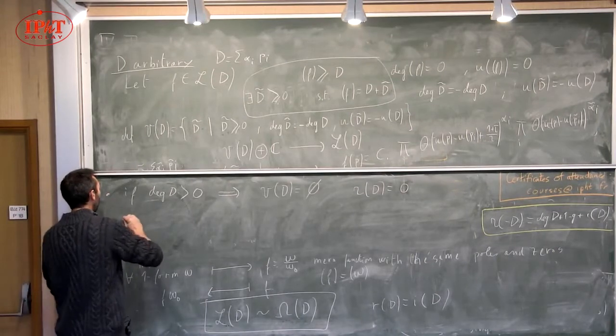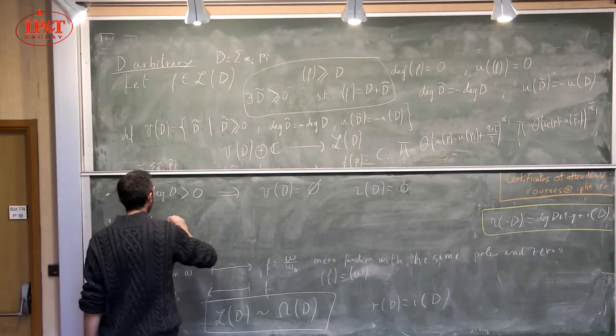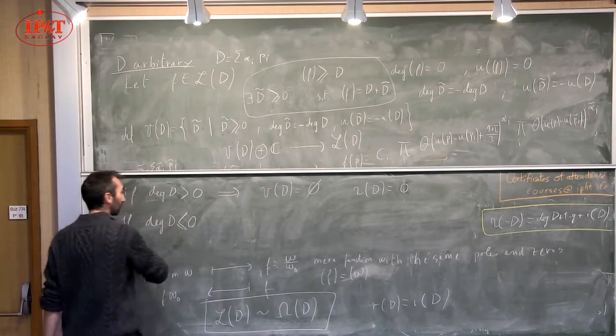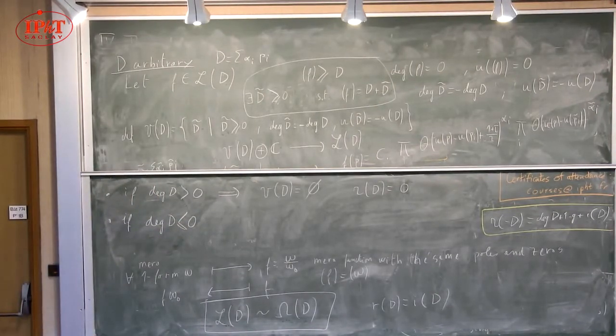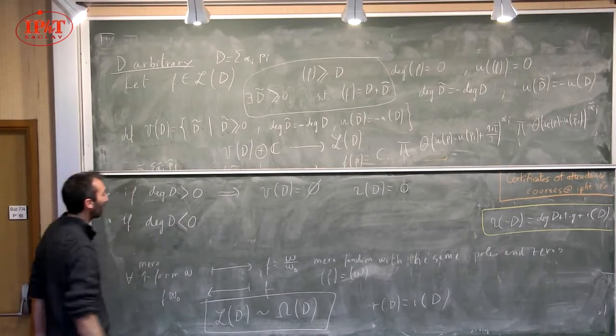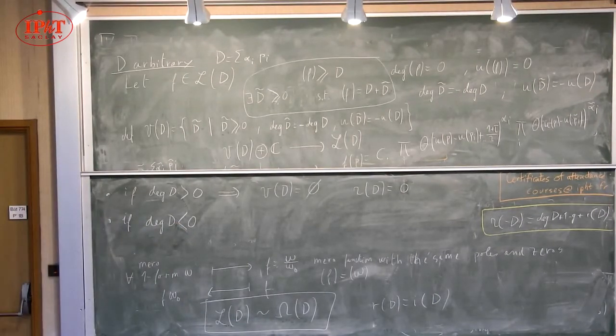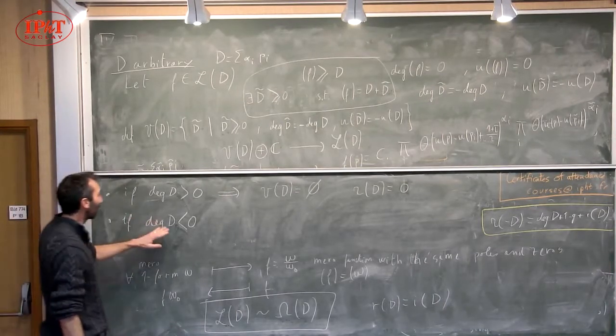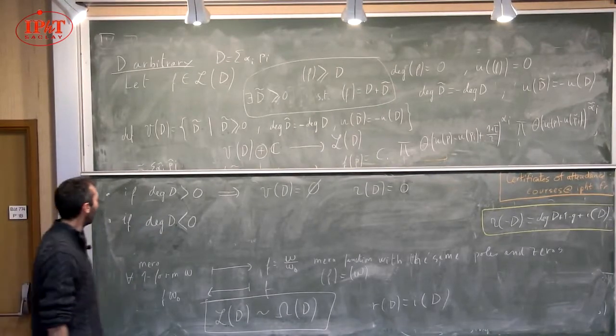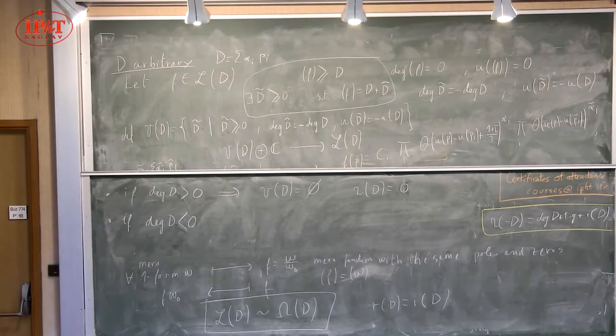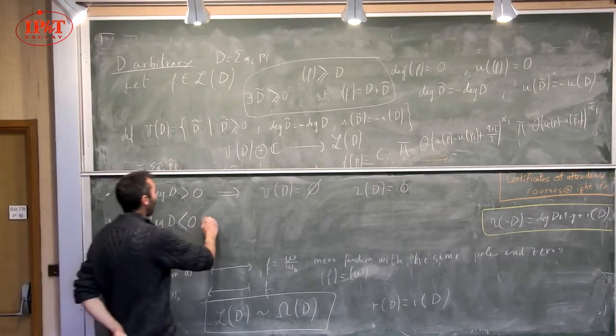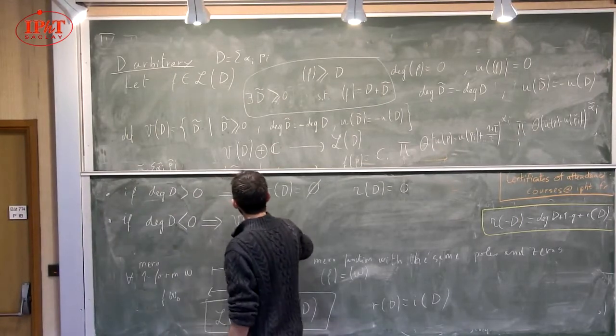Now, if the degree of D is negative, well, let's consider first the case strictly negative. The case 0, in fact, I did it in the first case. Okay, let's do the case degree equals 0 separately. But if the degree is strictly negative, it means that V of D is non-empty.